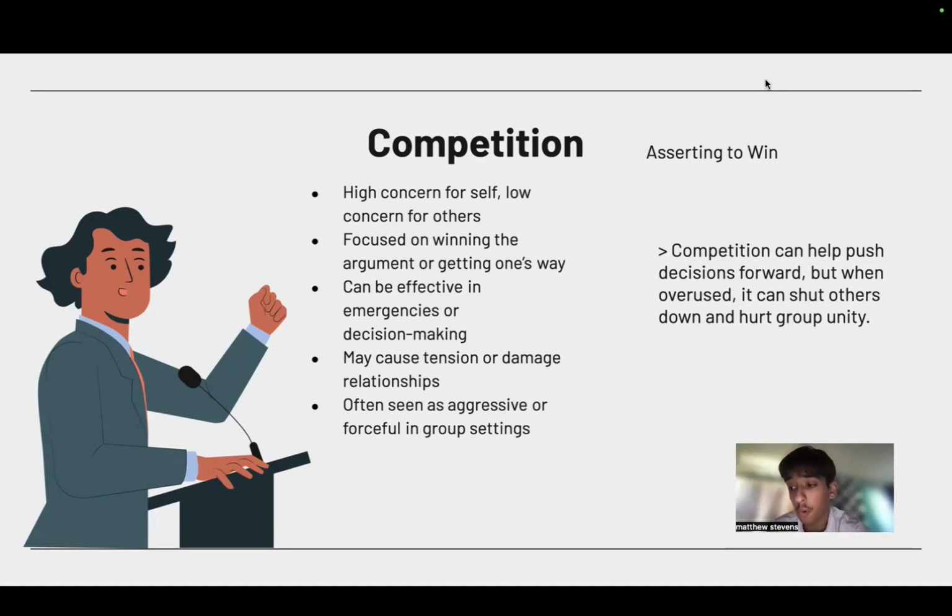Competition can look aggressive or bossy, but it's not always a bad thing. In urgent situations or when someone needs to take charge, a competitive style can push decisions forward. But in team settings, it can shut people down, especially if someone's constantly bulldozing others to win. It's powerful, but needs to be balanced with empathy.